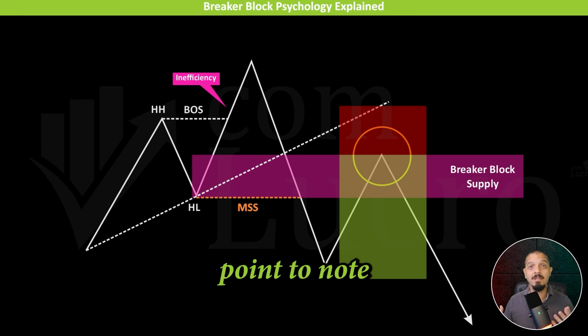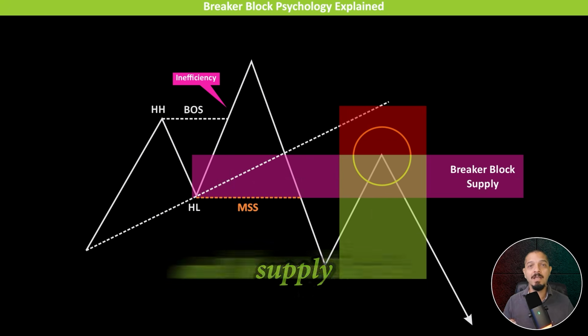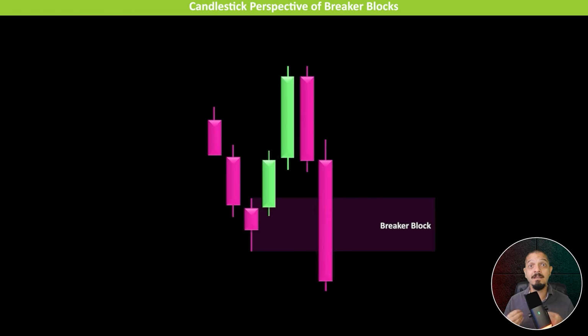One more point to note is that breaker blocks tend to be most effective when the market is trending strongly in either direction with shallow pullbacks, and when price is not respecting premium or discount supply and demand levels along the way.